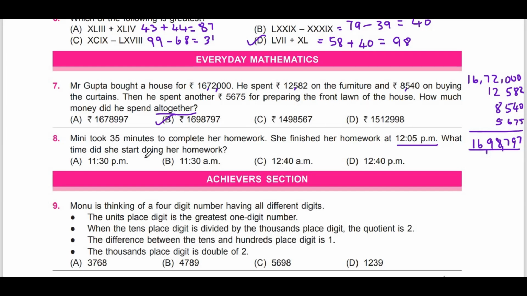So will it be 11:30 p.m. or 11:30 a.m.? So it is 12:05 p.m. So before p.m. it would be a.m. So our right answer is 11:30 a.m. It is not p.m. Be careful, p.m. would be at night. Here she is doing her homework at noon, 12:05 p.m. So before p.m. it is a.m. So the right answer is 11:30 a.m. So isn't it easy? We just need to calculate the time. So everyday math is a very easy topic, as I have already told you.